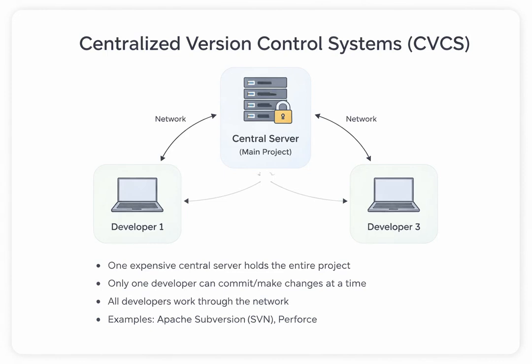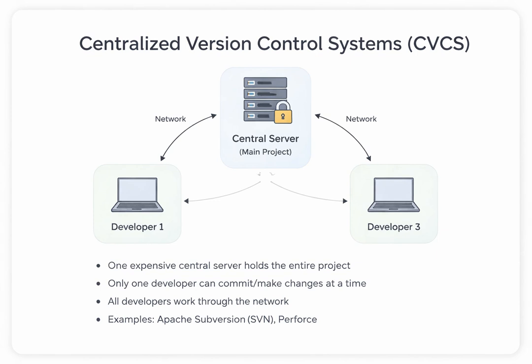Before Git came along, the world used what's called Centralized Version Control Systems, or CVCS. The concept is right there in the name. Centralized means there was one main server, and that server held the entire project. Tools like Apache Subversion, also known as SVN, and Perforce were popular examples of this. So imagine you have 3 developers all working on the same project. They all had to connect to that one central server through the network to do anything. And here's the critical limitation. Only one developer could commit or make changes at a time. Everyone had to take turns.